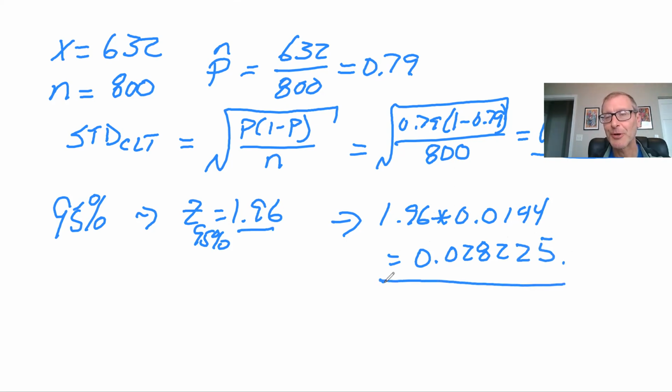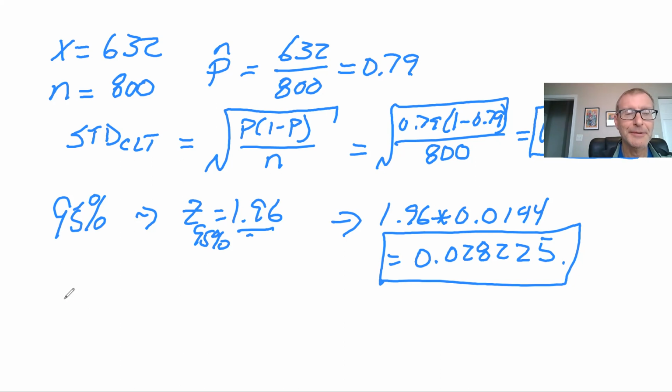So this is our margin of error. So this is the central limit standard deviation for the proportions. And when you multiply it by the z-score, that gives us our 95% confidence. That's where we get our 0.028.